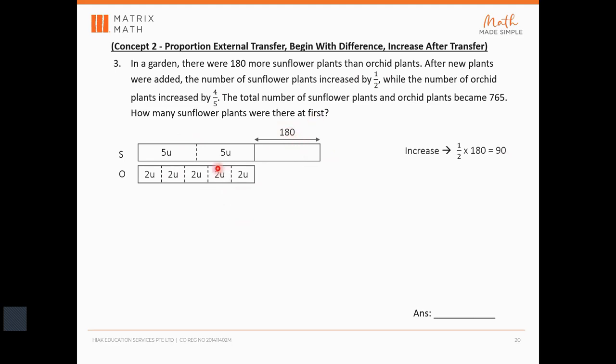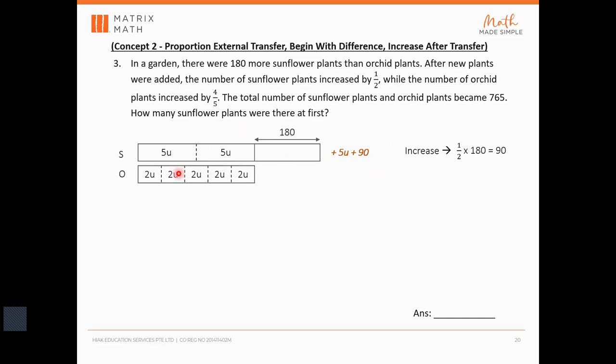So for your sunflowers, what are you adding? You're adding half of the sunflowers, right? Which means 5 units and 90. Okay, so just indicate at the side. You don't need to draw it out yet for the first model. Just indicate what are you adding.